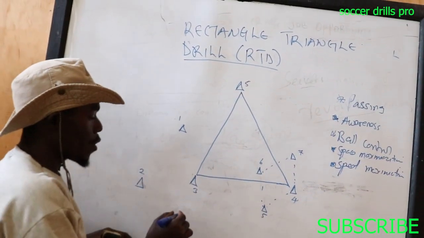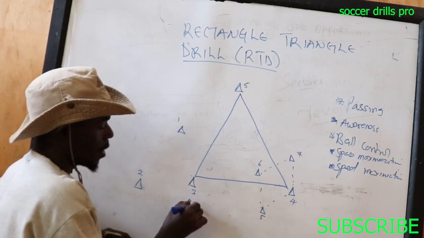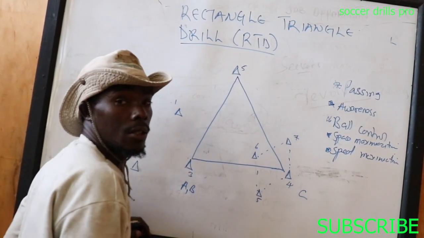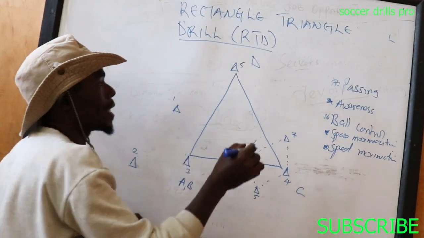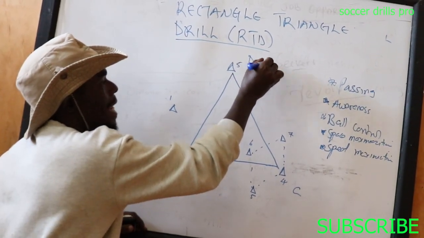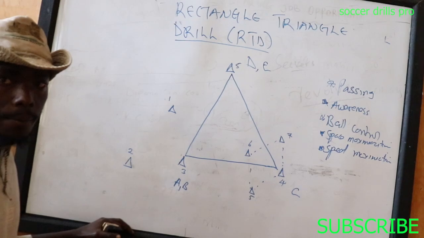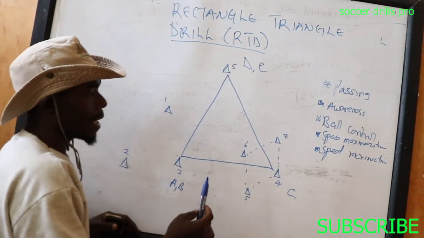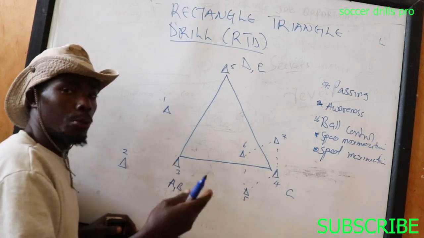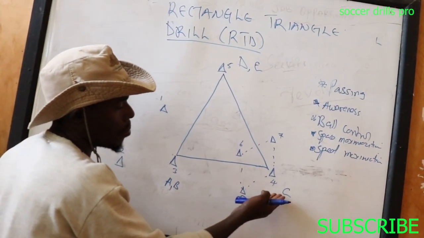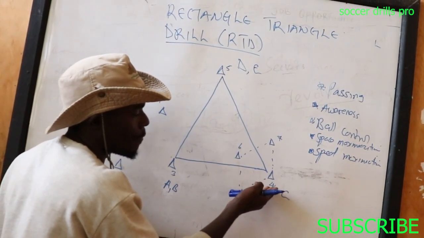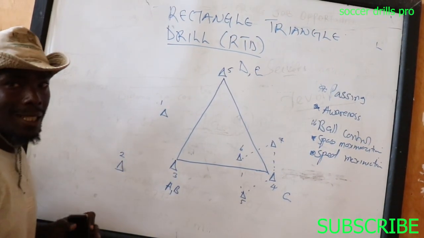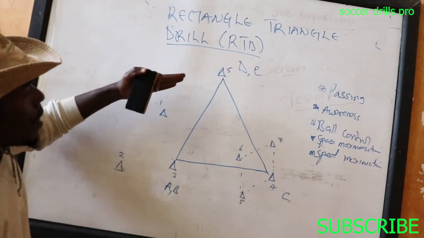Let's assume here we have player A and player B. We have player C here. We have player D, for instance, and player E in that case. Now, this is what happens. In assumption that we are trying to build the play, the ball moves from point 4 towards point 5. Now the drill starts to kick in here.